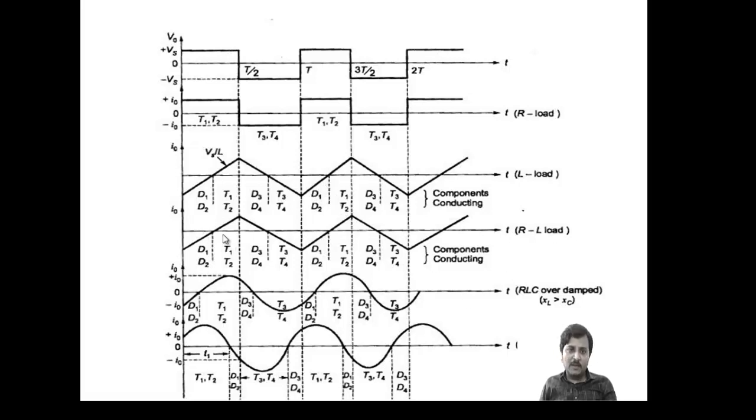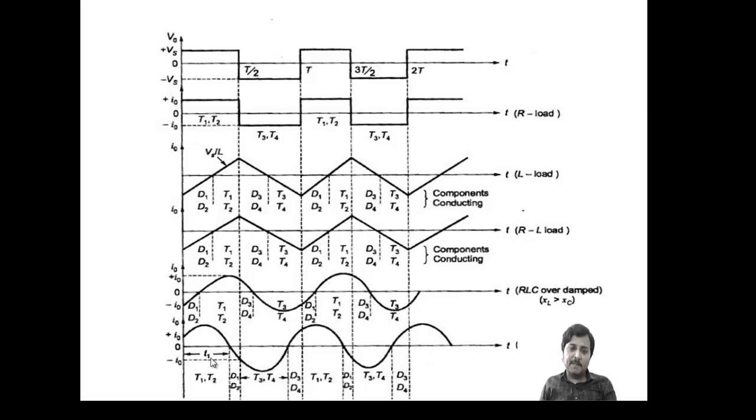Similarly, for an RL load there will be a little change. For an RLC overdamped condition, the voltage is leading compared to the current, so in this period D1 and D2 will be conducting. When the current becomes positive and the voltage becomes positive, T1 and T2 will be triggered on. Similarly, up to this part it will be the same. When the voltage is negative and the current is positive, D3 and D4 will be conducting here. Similarly, the process will be continued in the next cycles.